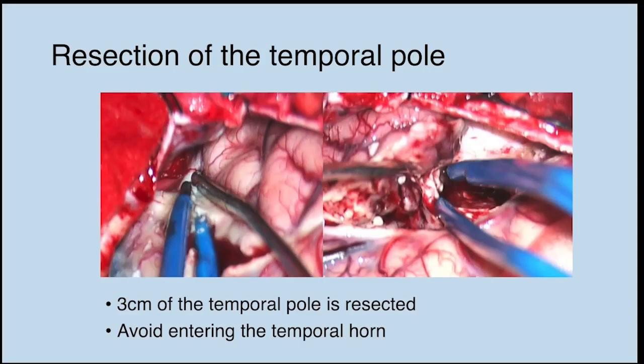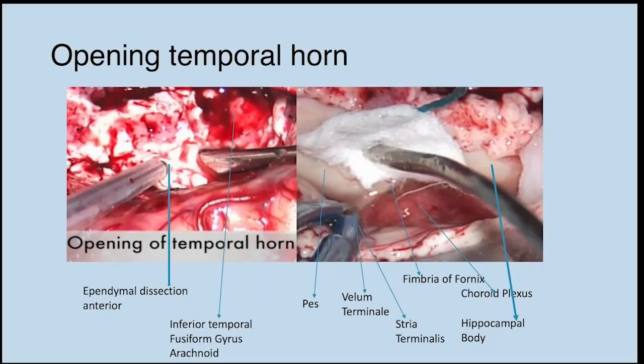The pial vessels at the floor should be cauterized. Within these boundaries, the temporal neocortex should be removed en bloc to the tip of the temporal pole. During the temporal pole resection, the temporal horn should not be entered. After the temporal pole resection, the temporal horn should then be opened and exposed.